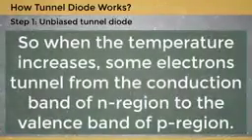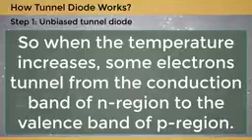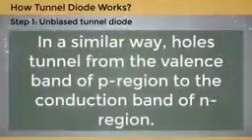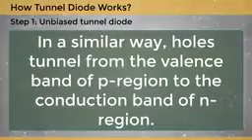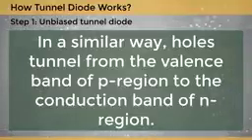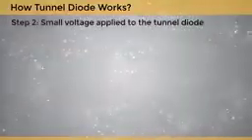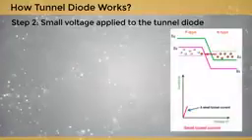So when the temperature increases, some electrons tunnel from the conduction band of n region to the valence band of p region. In a similar way, holes tunnel from the valence band of p region to the conduction band of n region.